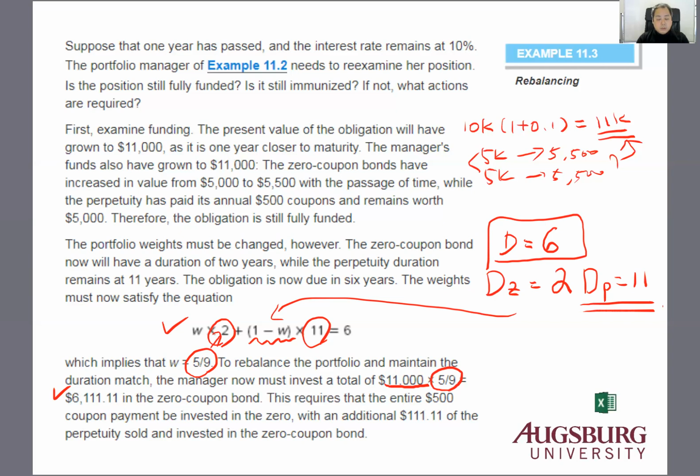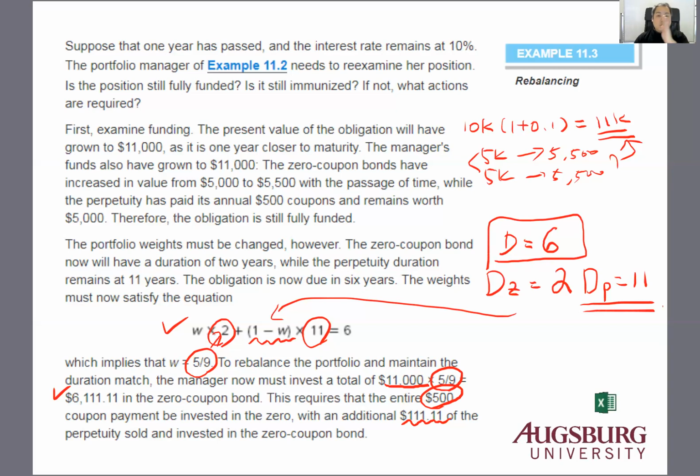So what you have to do is, this requires you to reinvest this $500 coupon payment into zero, an additional $111.11 of the perpetuity sold, and again into the zero coupon bond. This is called rebalancing. So it means that in multi-period immunization, you have to keep changing the portfolio weight because the duration keeps changing.